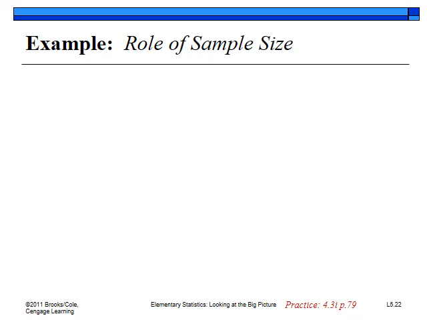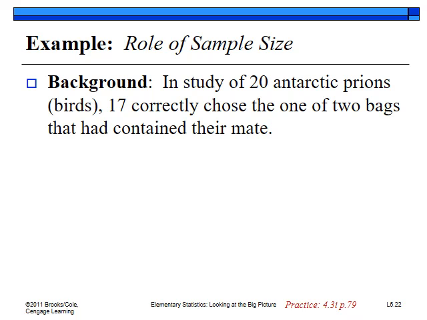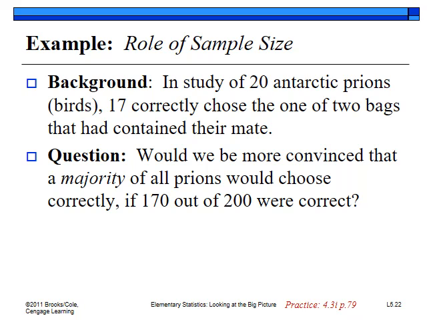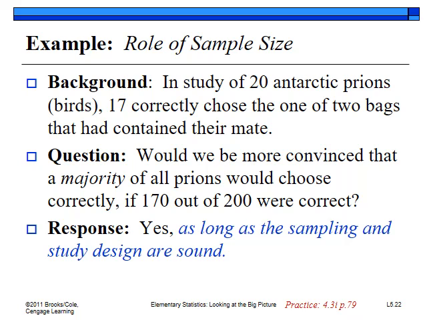Let's talk a bit about sample size to review a bit. In our same study that we've been talking about with the Antarctic prions, would we be more convinced that a majority of all prions would choose correctly if 170 out of 200 chose correctly? Notice 170 out of 200 is the same proportion as 17 out of 20. Remember that in general, the larger the sample size, the more confident we can be with our results. So yes, as long as the sampling and study design are correct, we would be more convinced with this larger sample size.